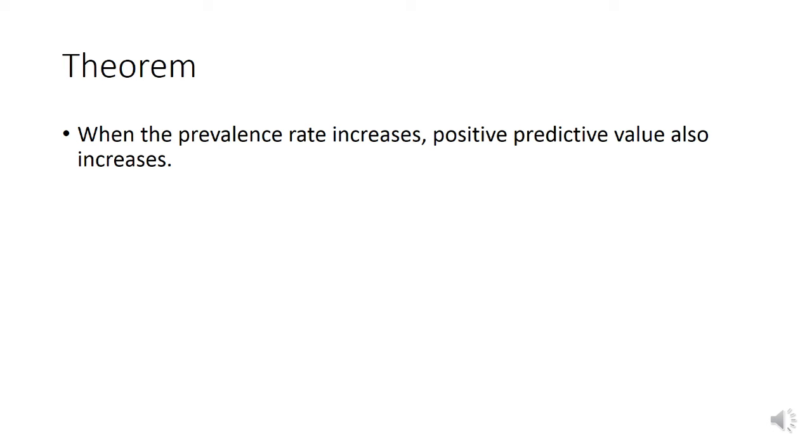It can be proved that when the prevalence rate increases, positive predictive value also increases. The prevalence rate in previous example is only 1.4%. That's why the positive predictive value is as low as 0.584.